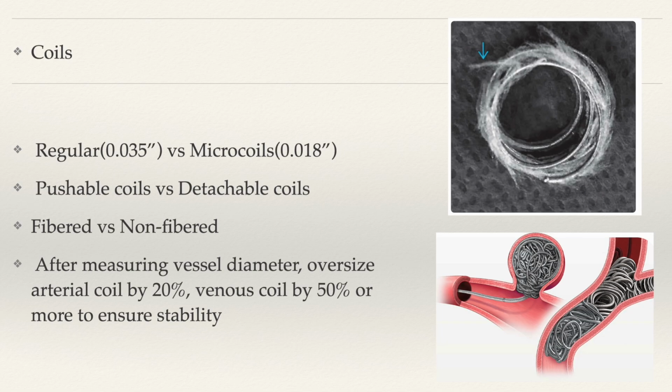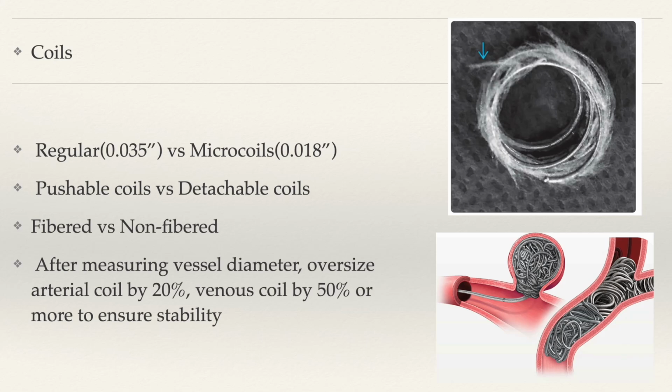When you come to coils, there are a lot of choices. You have the regular ones, which are a little larger, 0.035 inch, versus micro coils. They are very thin, small ones, and they are deployed in microcatheters, the size of which will be 0.018 inches. Then you have pushable coils versus detachable. Pushable ones you have to inject with saline or push out with a wire. Once it is in the artery, you cannot pull it back. However, detachable coils are very helpful, where even if you deploy, you can pull it back to an extent. You can resheath it also.